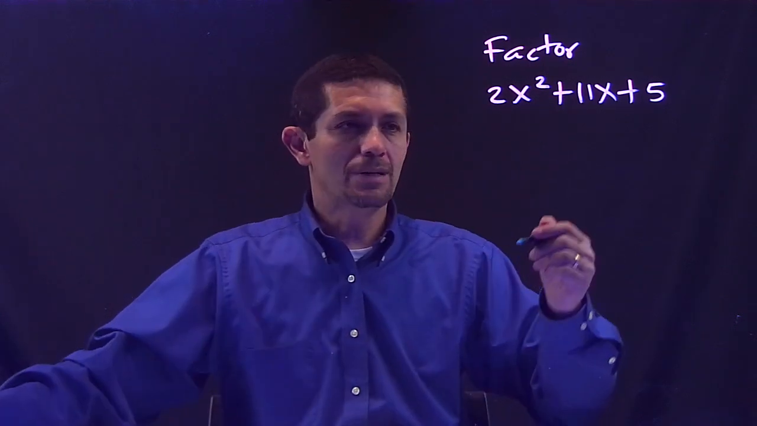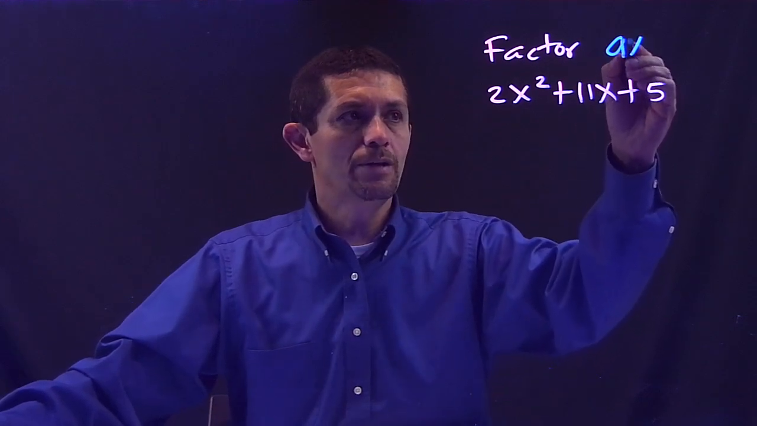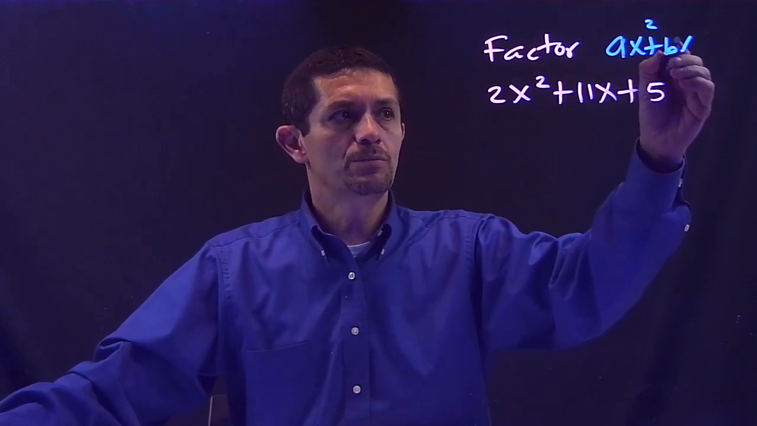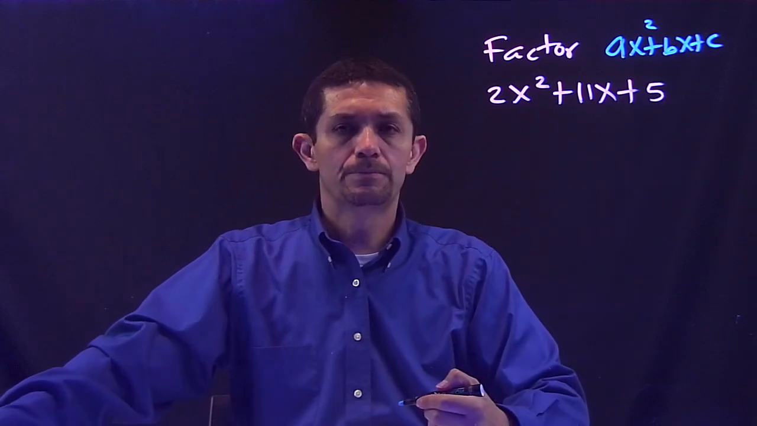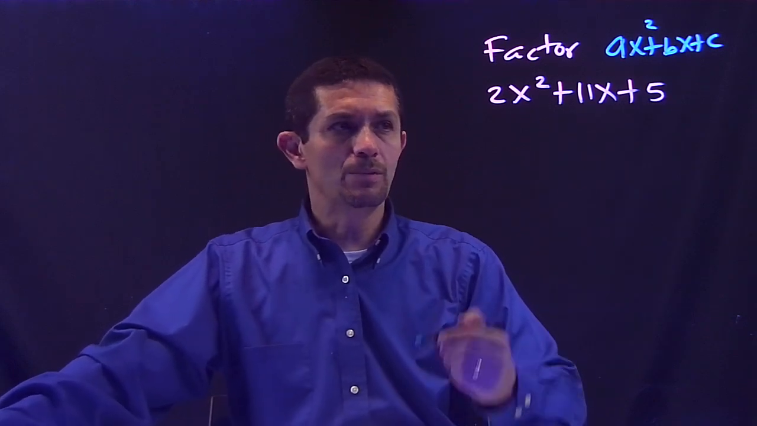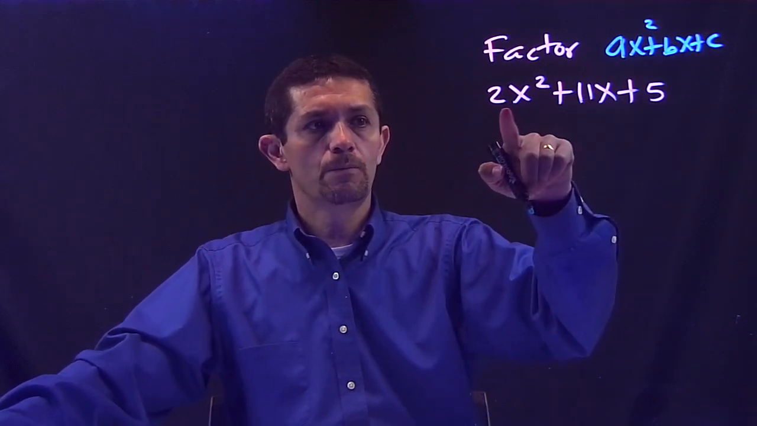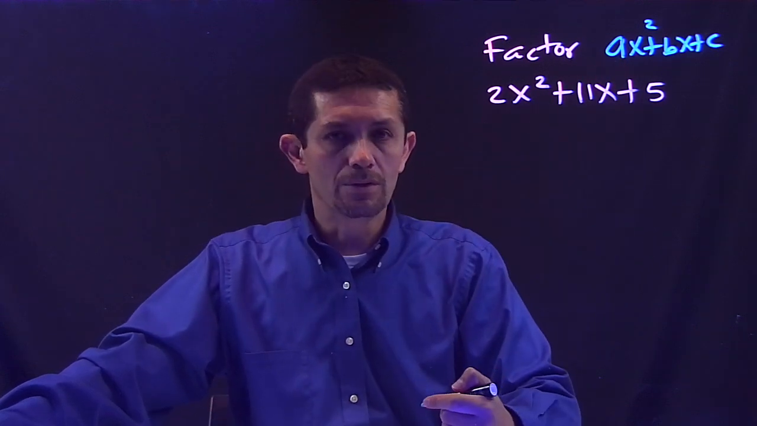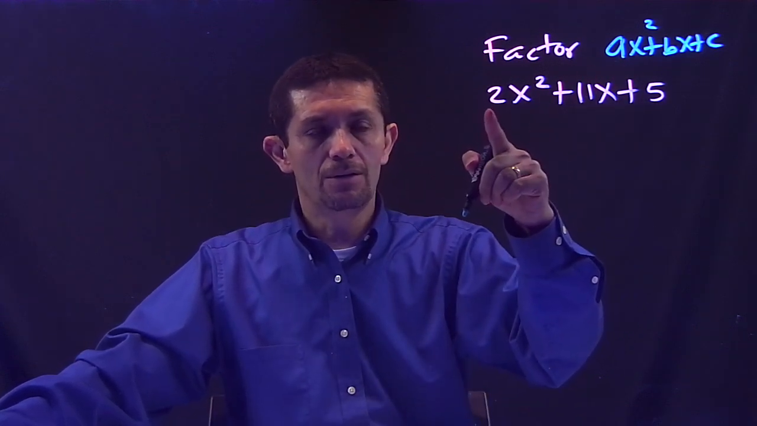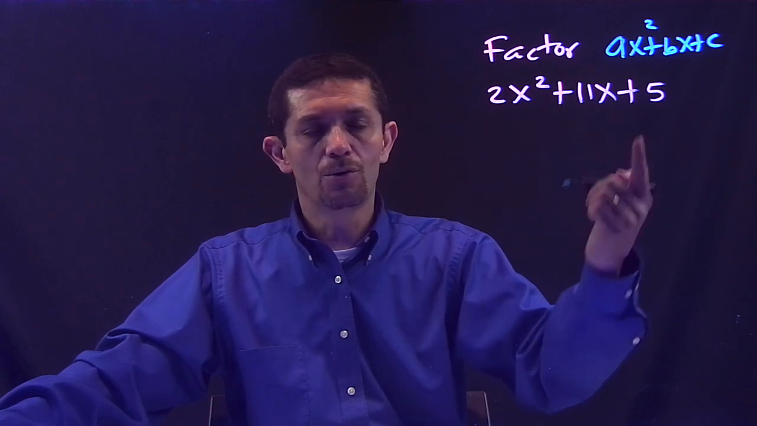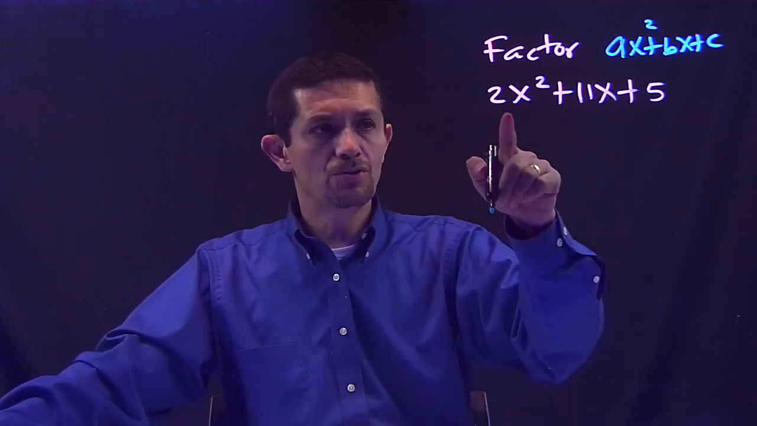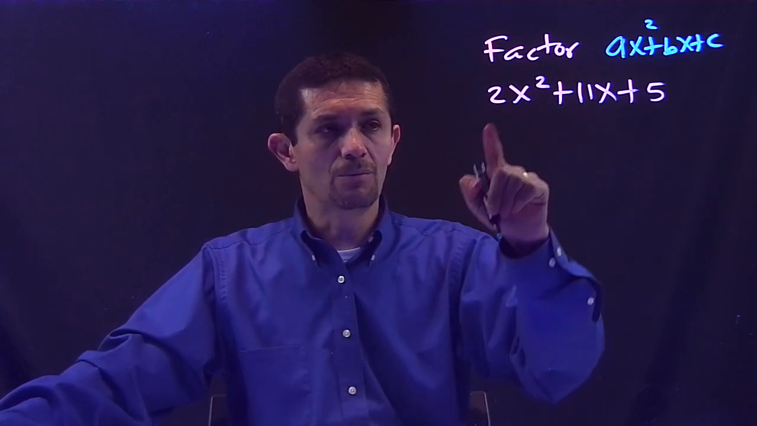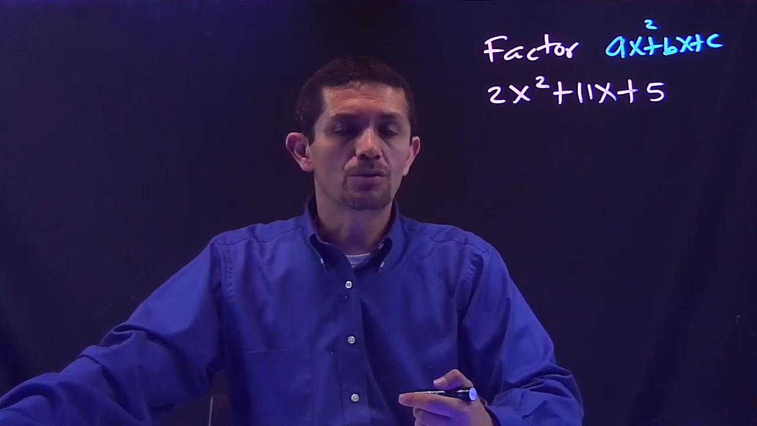This trinomial is of the form ax squared plus bx plus c. Why am I saying this? Because if you notice, I have a number other than 1. Because I have a number here as a leading coefficient, the whole thing changes. I'm going to factor this trinomial using grouping.